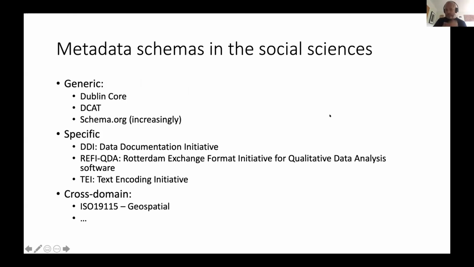Okay, so in the social sciences, if I was to classify them, we tend to see the use of quite a number of generic metadata standards, Dublin Core being the simplest of those, DCAT, really sitting now with the W3C, and increasingly schema.org is one of the frameworks that tend to get used there. But we have for a number of years certainly been developing specific metadata standards for use within the social sciences that we're increasingly seeing are applicable across the sciences.